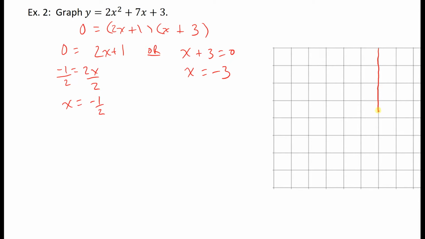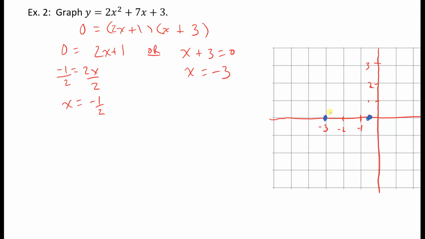It's mostly negative values here, so -1/2. Oh, sorry, I just want -1. -2, -3. Okay, so we have one x-intercept at -1/2, and another x-intercept at -3.